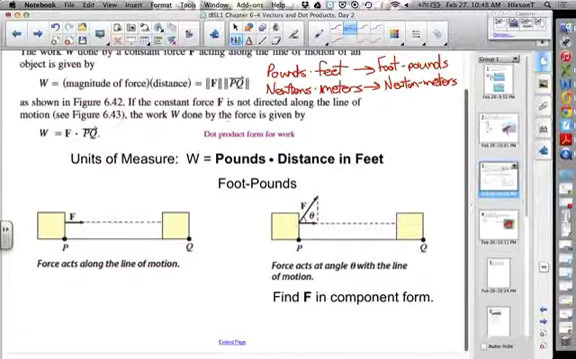But what you have to do in this case is find F in component form, and really what we're looking for here is the horizontal component of that force vector. That's really the one that we're concerned with when we're talking about the work done. Now, the vertical component could be useful to make sure we don't flip them over, but the horizontal one is the one we're going to use in determining work. Okay?